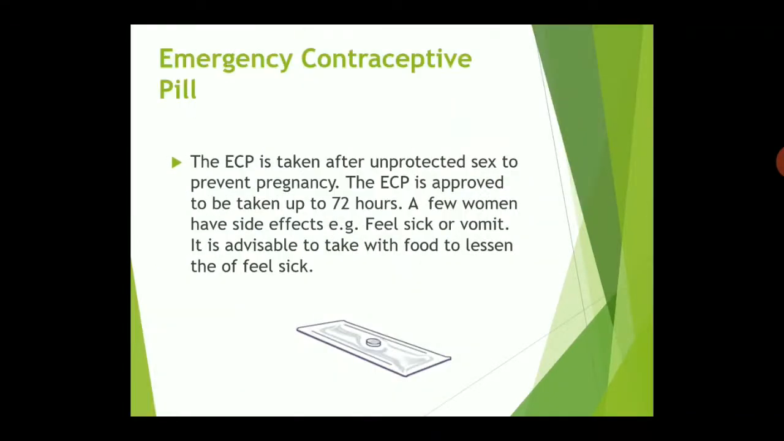Emergency contraceptive pill. It is taken after unprotected sex to prevent pregnancy. This pill is approved to be taken up to 72 hours. However, a few women have side effects like vomiting or feeling unwell. Therefore, it is advisable to take the pill with food to lessen the side effects.